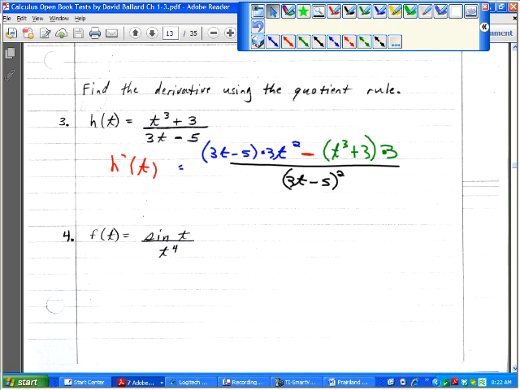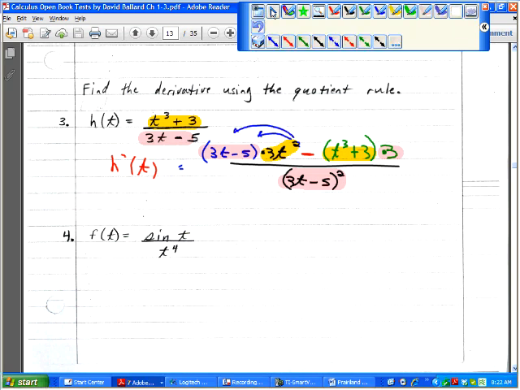Okay, so let's review that again. We have denominator times the derivative of the numerator minus numerator times the derivative of the denominator, all over the denominator squared. So the denominator appeared 3 times. So he has that process there. So now we're going to simplify as we can.